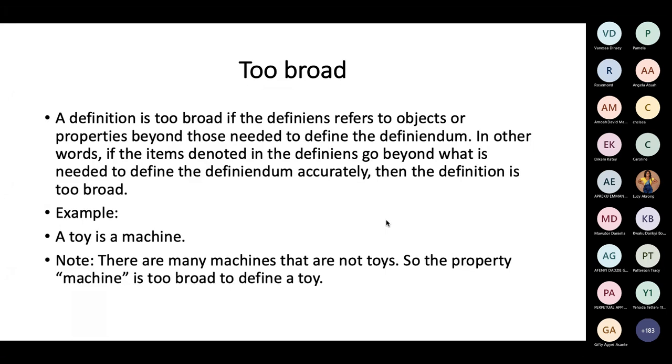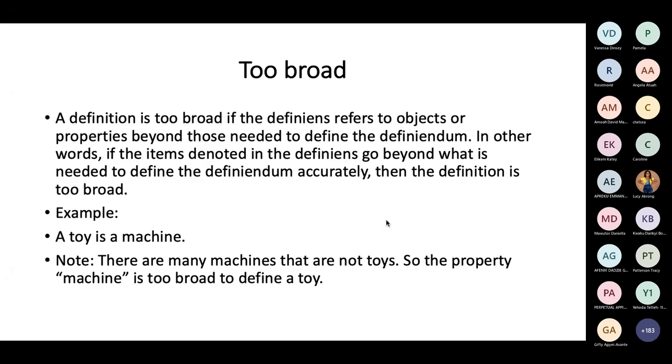Example, a toy is a machine. So a toy here is being defined as a machine. Now, machine and toy, which one is broader than the other? When you look at machine, a whole lot of this world are machines. Machines are cars, computers. All electric gadgets are machines. All mechanical gadgets are machines in one way or the other. So when you define a toy as a machine, you are defining a toy as all the mechanized objects in the world, which is obviously too broad. A toy cannot be a machine because there are so many machines that are not toys.